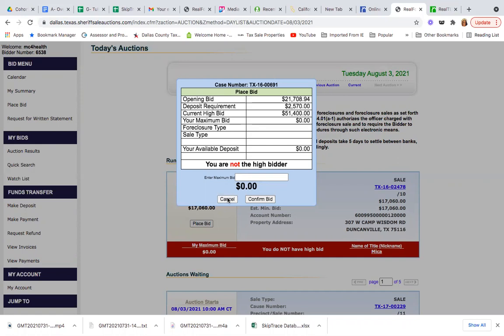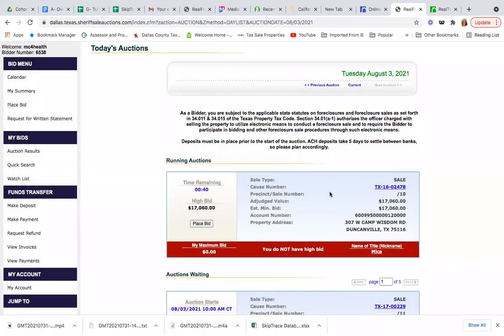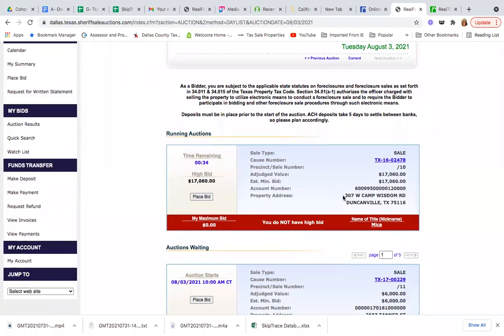So I say this all to say that the environment is a lot different on these, but what I do like about this one, and ooh, West Camp Wisdom, that's a long street. What I do like about doing online auctions is, for example, I'm familiar with this street, but I'm not really familiar with Duncanville.